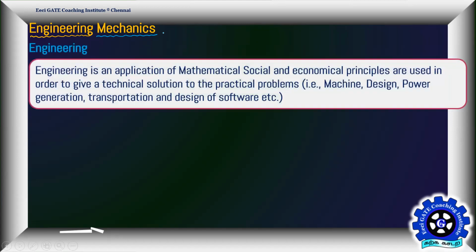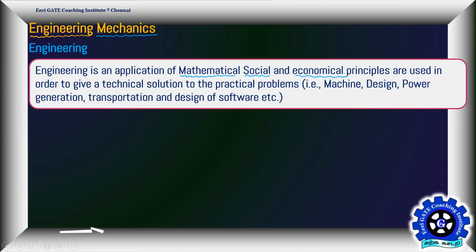Anyone? What is meant by engineering first? Tell me. So, solving real-time situation problems. Yeah. Engineering is an application of mathematical, social, economical principles used in order to give a technical solution to the practical problems. See here, engineering is an application of mathematical, social, economical principles used in order to give a technical solution to the practical problems.